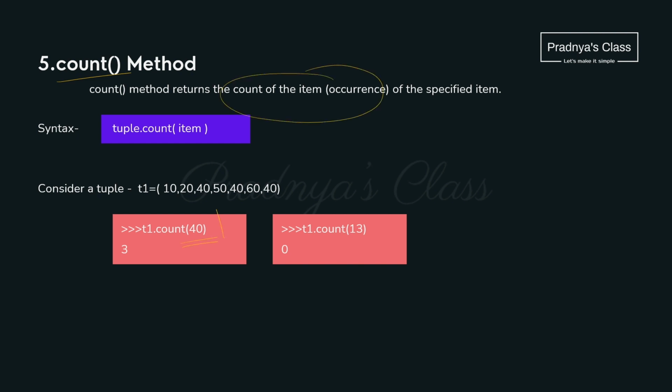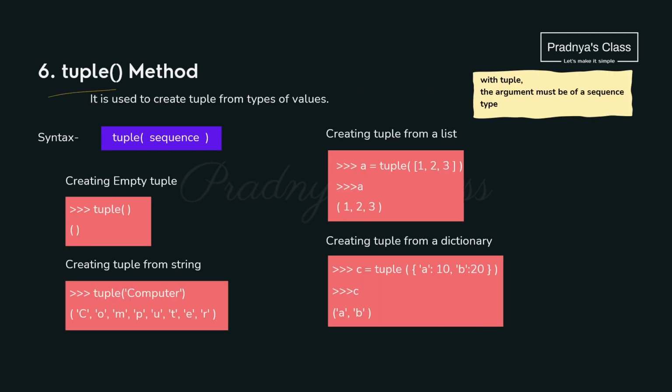40 is 3 times in this tuple. Here is the important method associated with tuple data type. It is used to create tuples. We can create empty tuple or we can create tuple from other data types like string, list or dictionary.